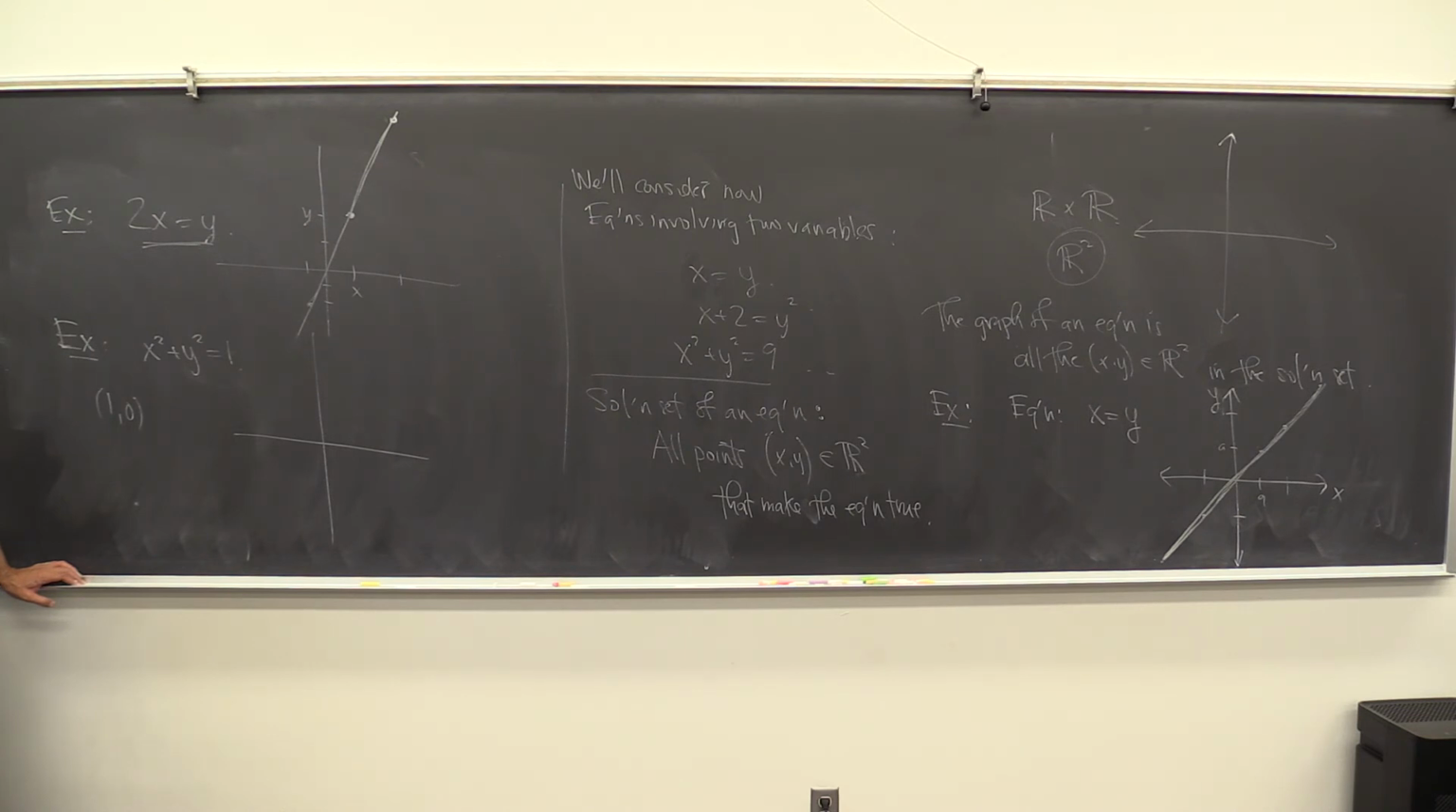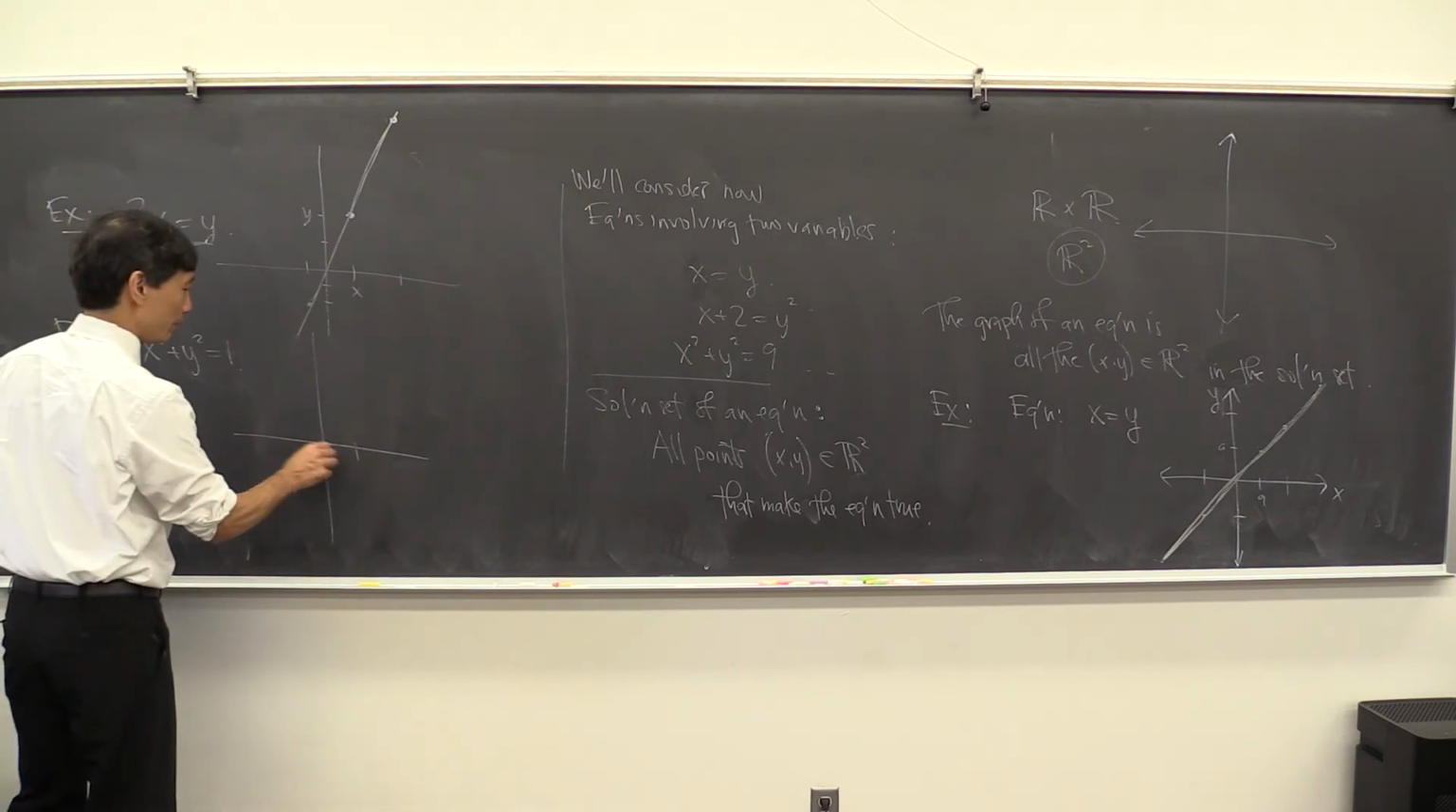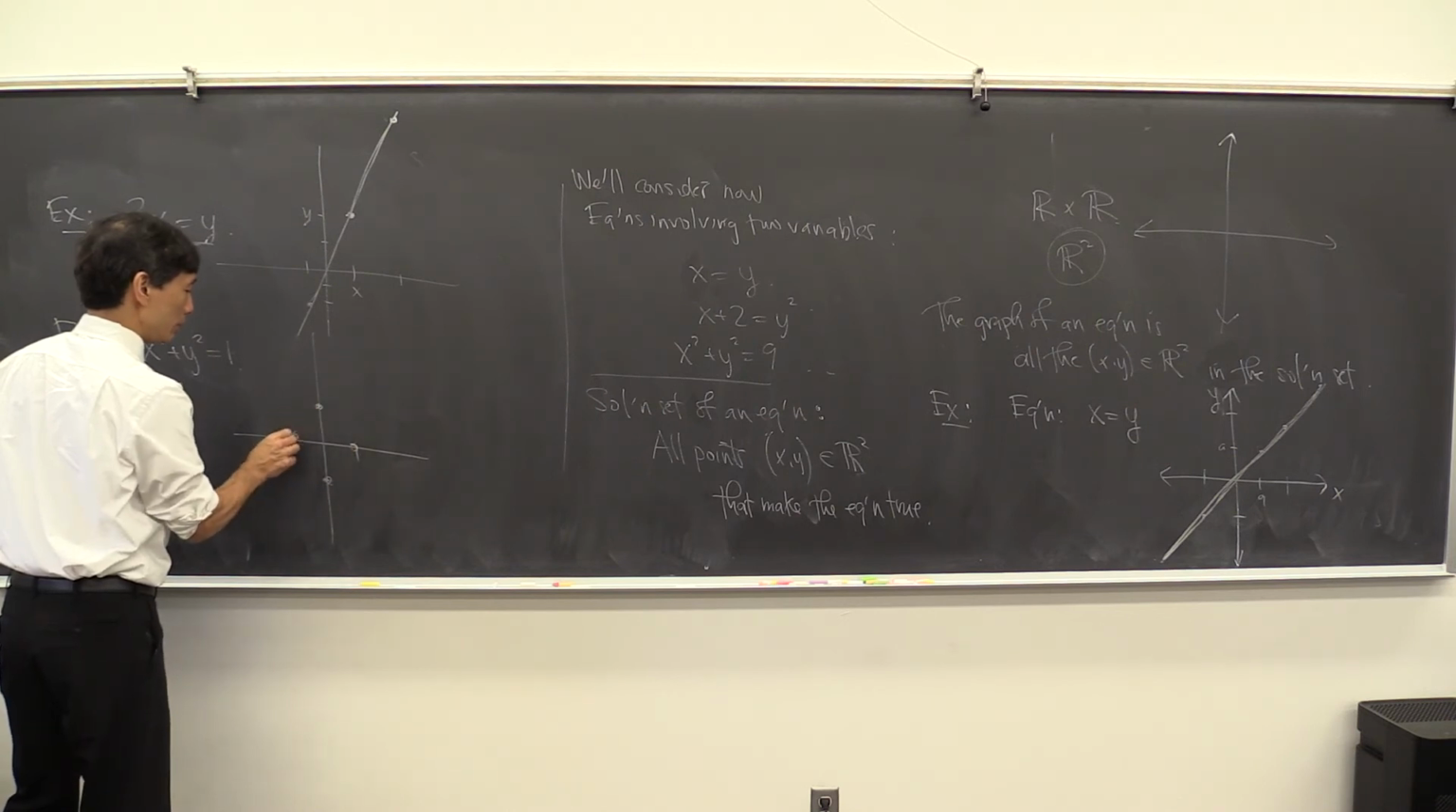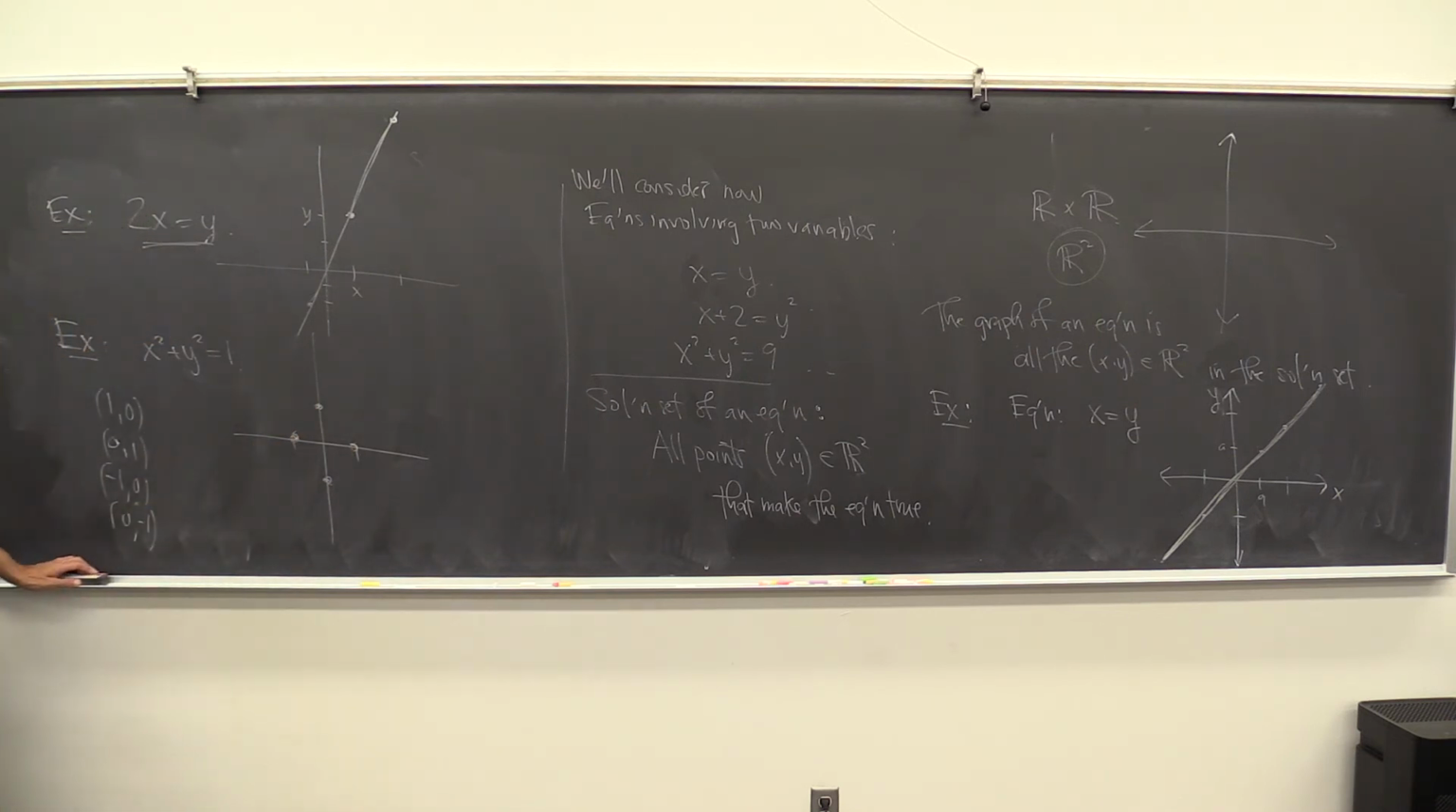Any other points? 0, 1, sure. You can put in negative numbers because you're squaring them. So -1, 0, 0, -1, right? Those are fine, right? So you see that these points are solutions and therefore on the graph, right?